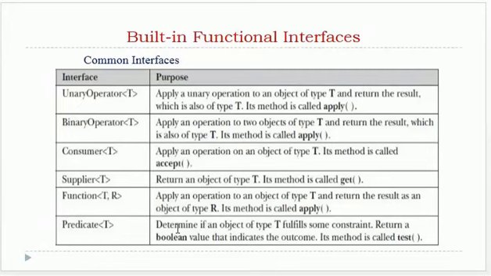Function, I suppose, is clear to you. If we have function, T is the type of the input parameter and R is the type of the return value. It may be possible that the type of the input parameter and the type of the return value are the same, and if this is the case, then the interface for this is unary operator. Binary operator, again the same thing, input type is the same and output type is the same, but as input we are taking two objects.